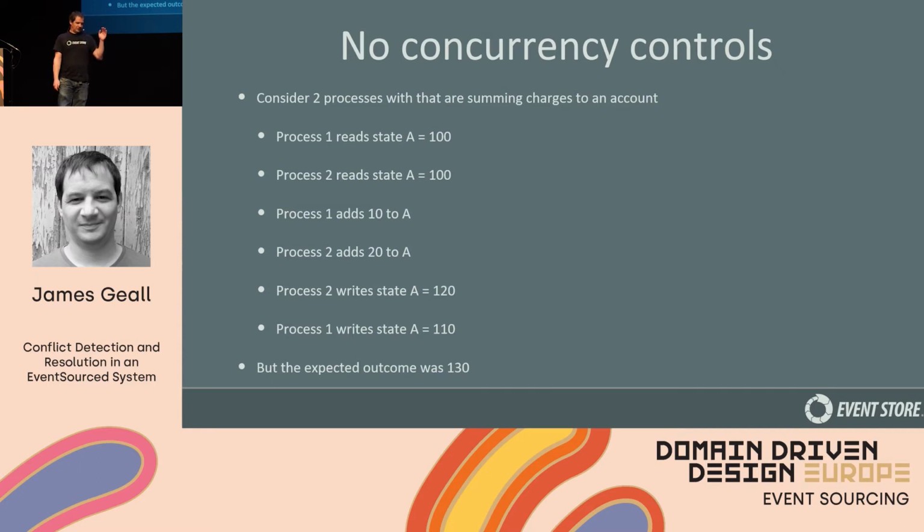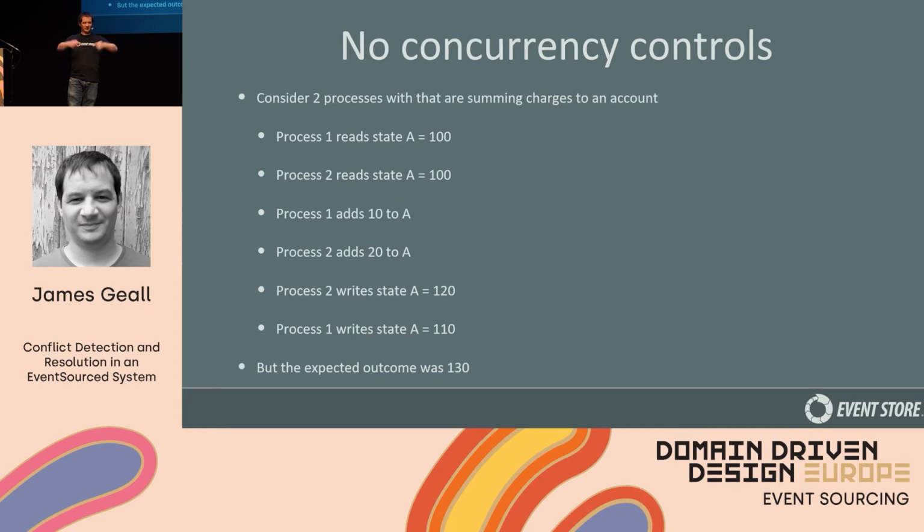So if we think of those as execution processes, process one is going to read a number, or state A, which is going to have a value of 100. Process two reads the same state. Process one performs the operation add 10 to A. Process two adds 20 to A. Process two writes 120. Process one writes 110.